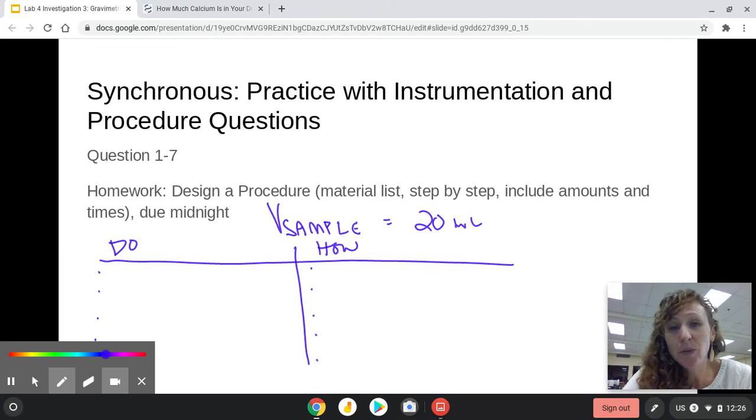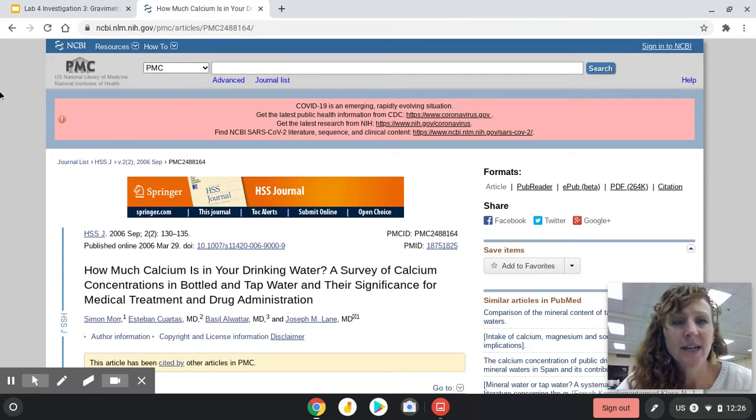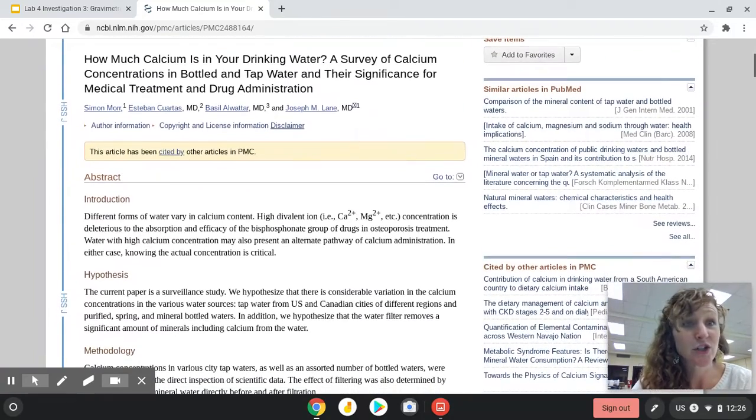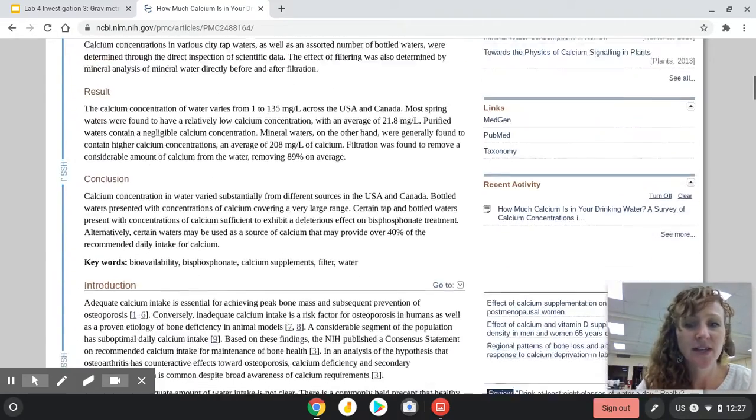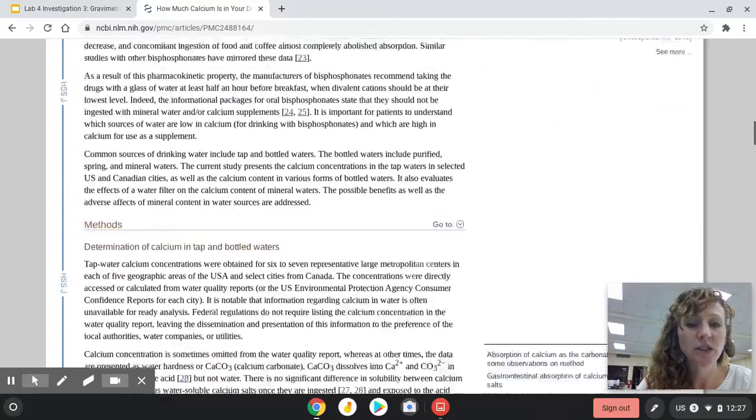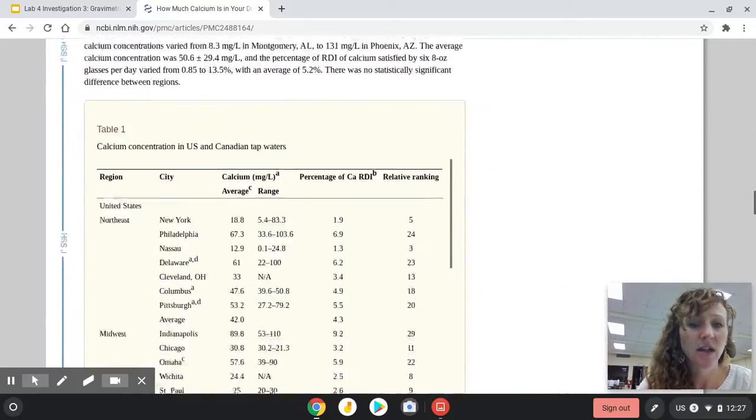So a third way we could approach this is we can go do some research and try and figure out how much calcium is probably in our tap water. And I actually Googled that exact phrase, and I found this paper. It's listed on the NCBI website in the National Library of Medicine and the National Institutes of Health. It's a peer-reviewed paper, and it did some research for us as to how much calcium is in your drinking water. And luckily for us, they put their conclusions in their little abstract.